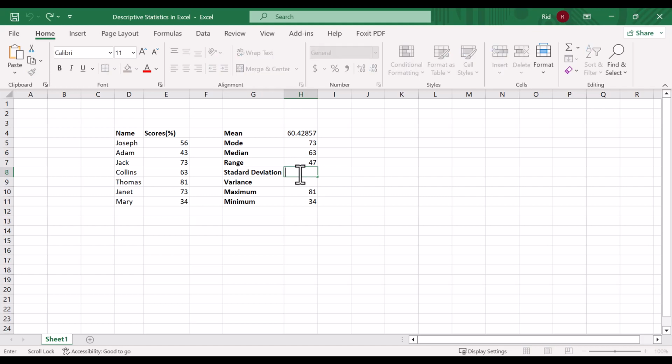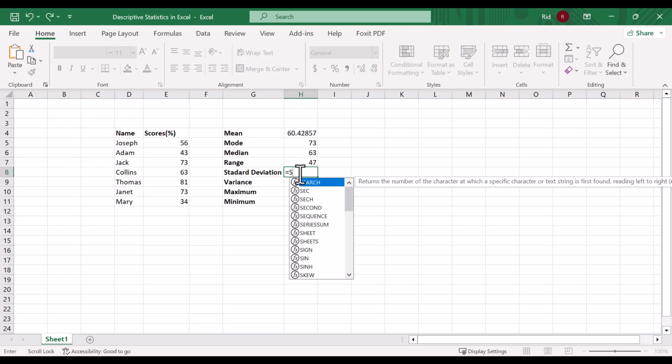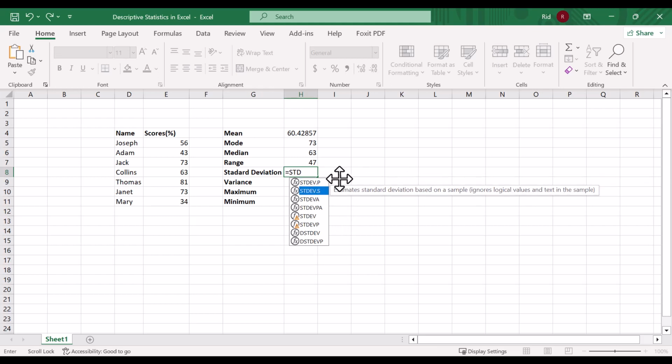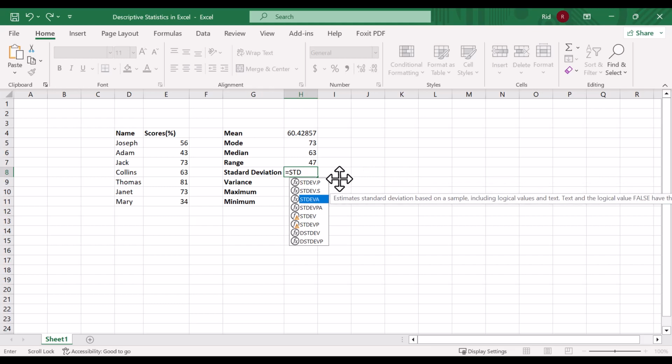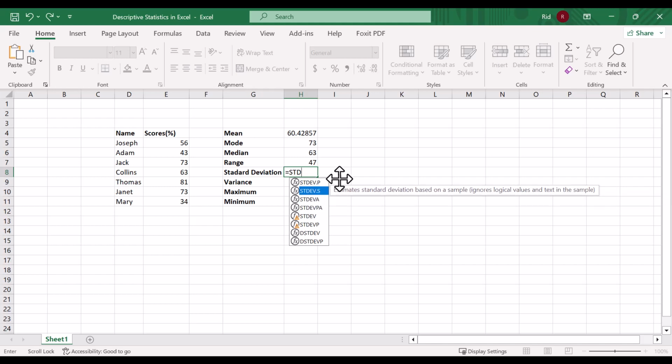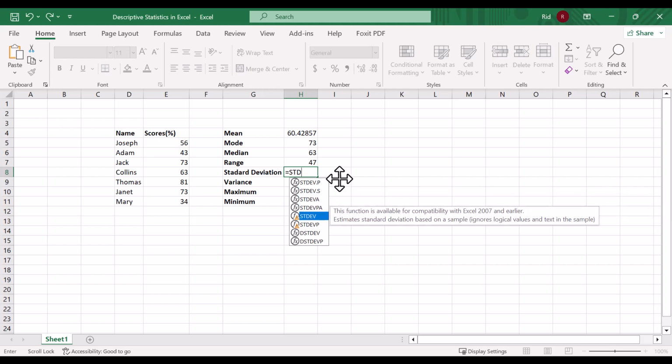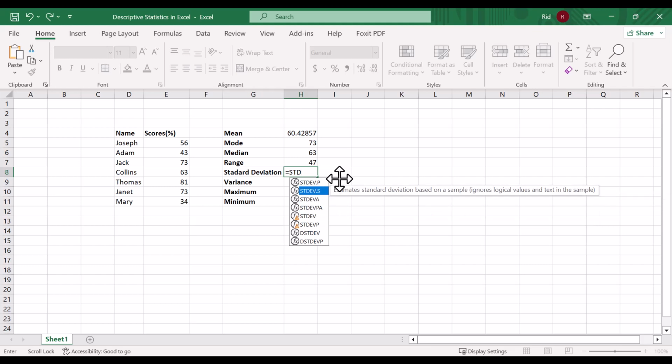Then we also have the standard deviation. We have functions which we use in calculating standard deviation. You can see them. This particular one calculates standard deviation on an entire population, while this calculates on the sample. Also, this one includes logical values and text. So this is the one we are going to be using, which calculates standard deviation based on the sample. These are the previous ones that have been used in other versions. This is an outdated function, but it's still there for compatibility purposes. But this is the one that we're going to be using, STDEV.S, so standard deviation on a sample.